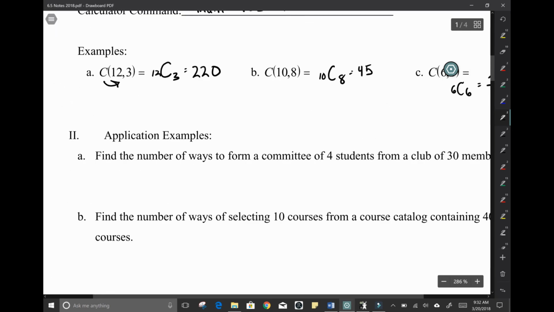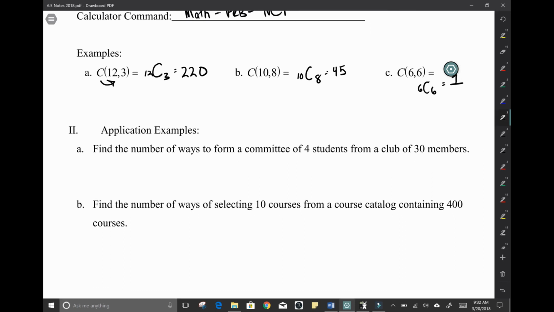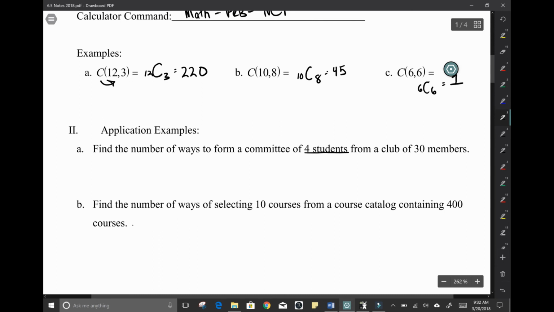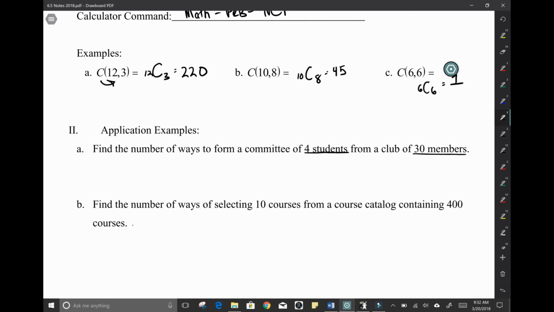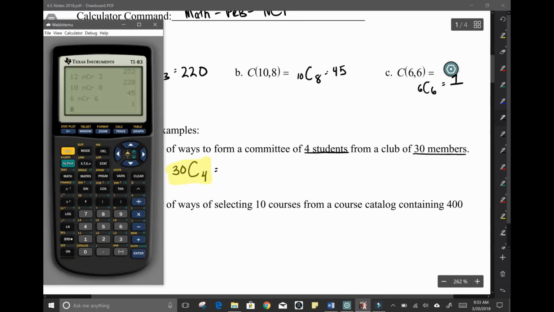More importantly are the application examples. So I talked about committees. If we have 4 students from a group of 30 members, they all have the same title perhaps. The way you would solve this is you're taking 30 of them and you're choosing 4. When you do these problems, I would like you to at least write down this aspect, that way I can give you partial credit.